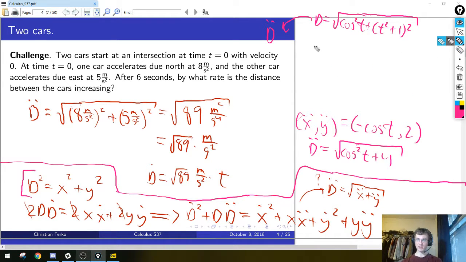I guess, what would this be? D dot is 1 over 2 root of all that junk, and I'm not going to write it out again, times 2 cosine t minus 2 cosine t sine t. Yeah, I'm getting to the point where I don't want to differentiate this again because it's becoming a mess.